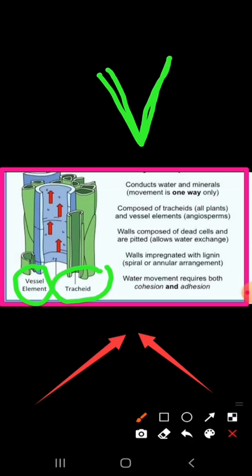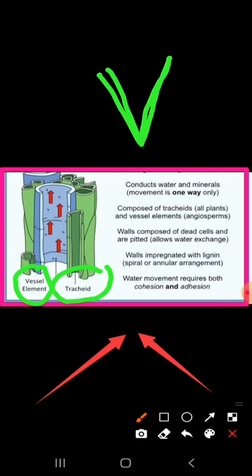Then comes the last and the main type of cell in xylem, that is xylem parenchyma. Xylem parenchyma is the only living component of xylem. As I told you, the xylem vessels, tracheids and fibers are dead cells because they do not have living protoplasm. But xylem parenchyma has living protoplasm. That is why it is the only living component of xylem. It helps in conduction of water and stores food. That is all about the xylem.